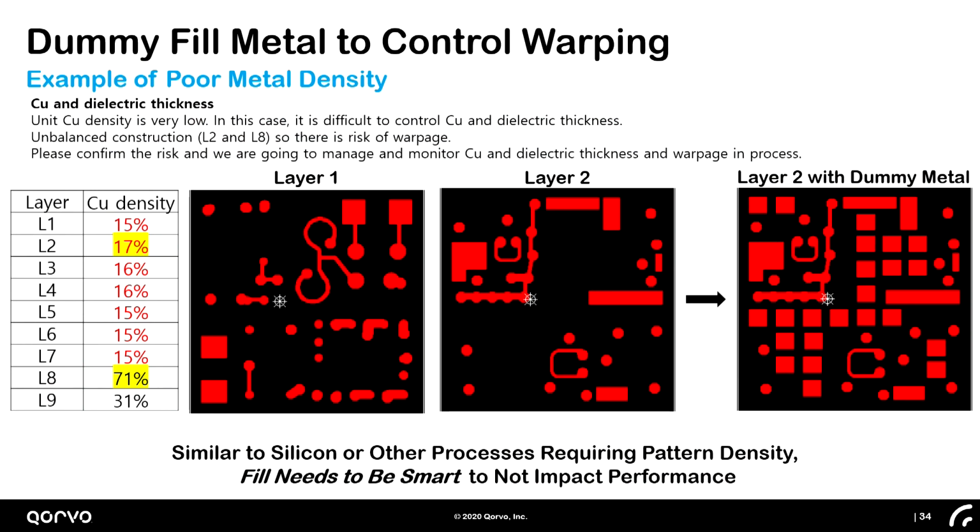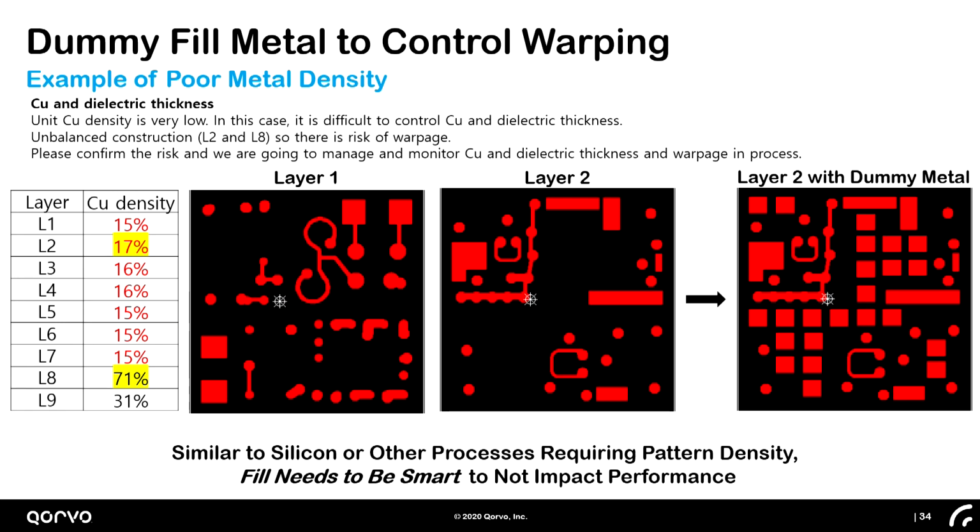This is the dummy fill to control the warping stuff. And so this was one design versus another design, versus another layer. And then this is the layer with the dummy fill added so that it can balance out with this layer 8 here. So these guys you want within 20% of each other.